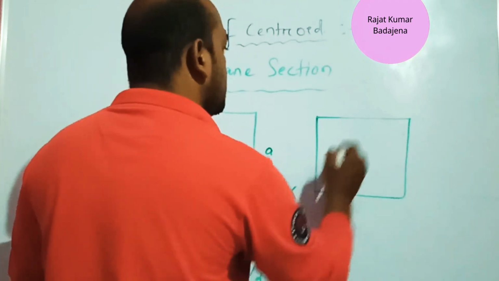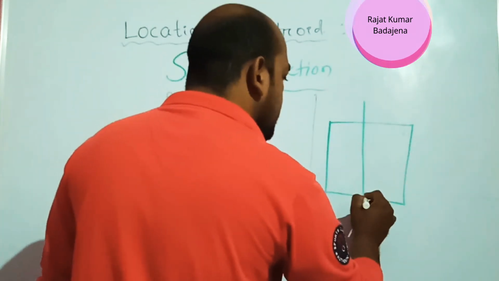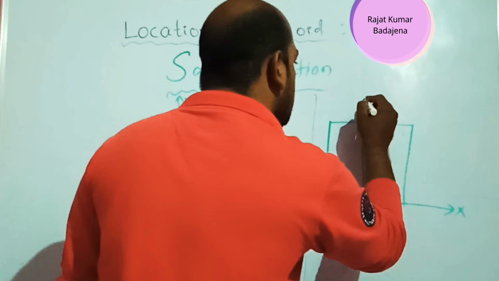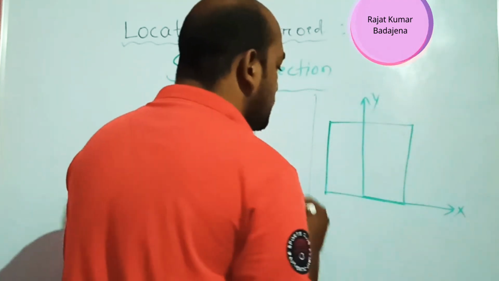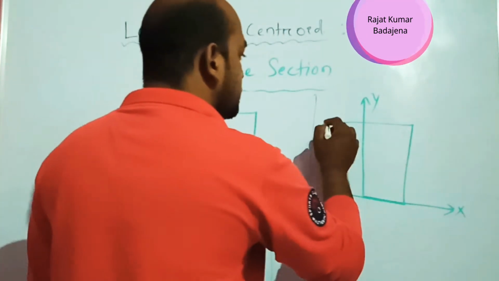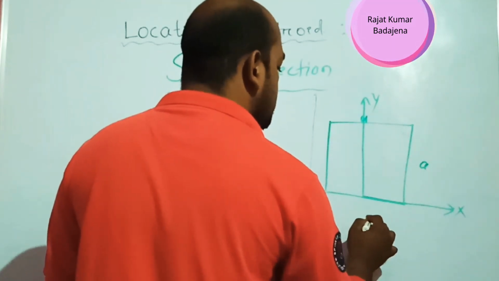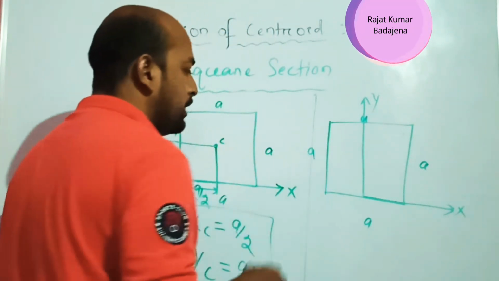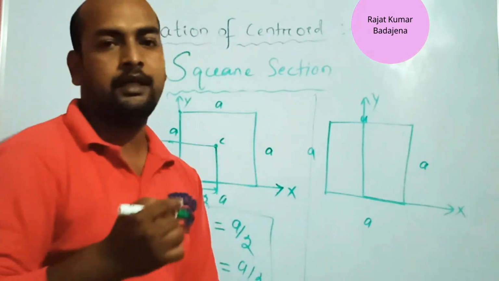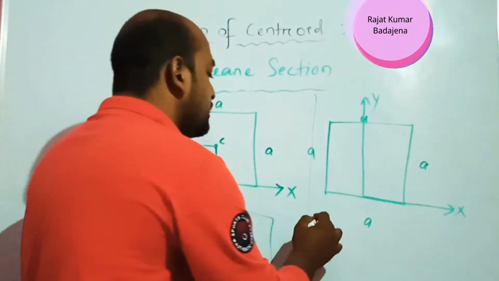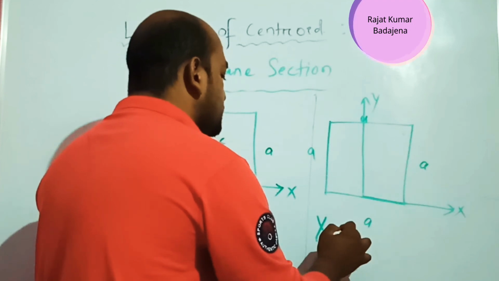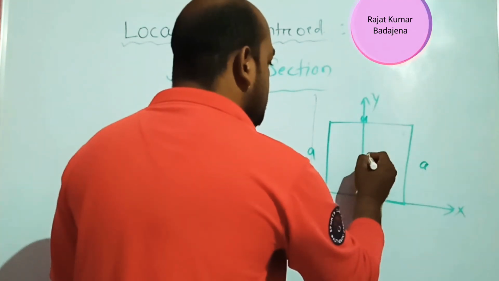You can see here, this is the y-axis and this is the x-axis. So we know that the distance is a, this side is a, this side is also a. Here we will find the centroid about the x-axis. This is the centroid about the x-axis and this point is the centroid point.